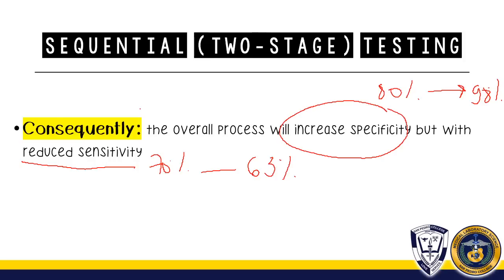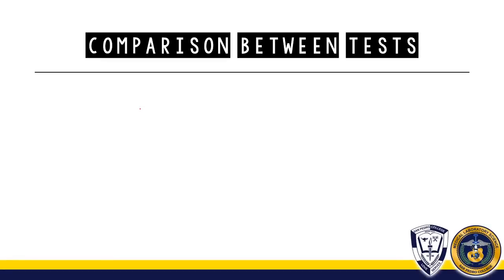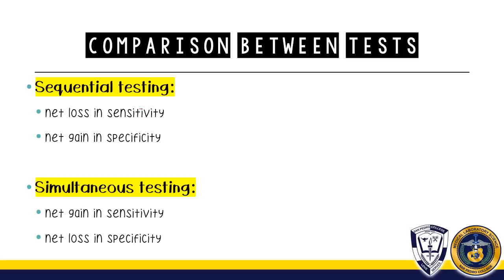Again, in terms of what type of multiple testing you will do, consider still what is best for diagnosing. So to compare sequential and simultaneous testing: for sequential testing, if you still recall what you observed a while ago, there is a net loss in sensitivity but a net gain in specificity. Whereas in simultaneous testing, it is the opposite: net gain in sensitivity, net loss in specificity.